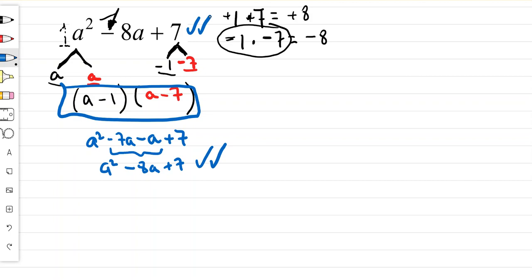So anytime you have a negative in the middle, which is b, and a positive on the c, you want two negatives in a row. There you go. I'm going to post another video in just a few seconds of what happens when you don't have that case.